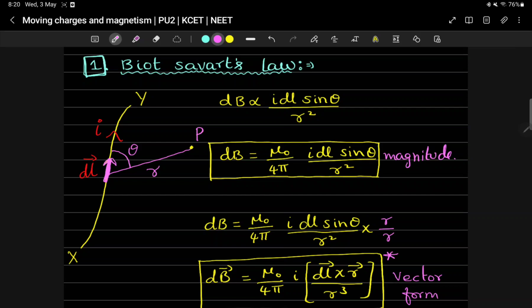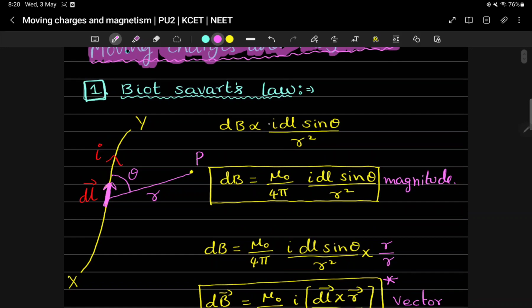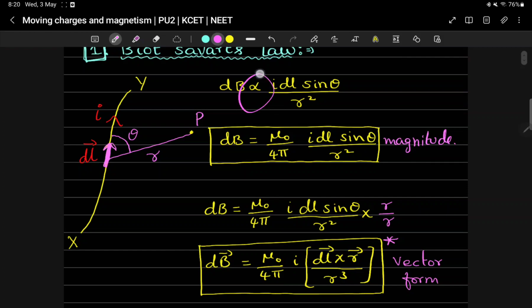Instead of considering the full conductor, I am going to consider only a small current element, that is dl. If you write I dl, that becomes the current element. This is the length element dl, which carries current I. Then the magnetic field produced due to this current element is given by dB proportional to I dl sin theta divided by r square. If you remove the proportional sign, you will get a constant, that is mu naught by 4 pi. So dB is equal to mu naught by 4 pi, I dl sin theta divided by r square. This is the magnitude.